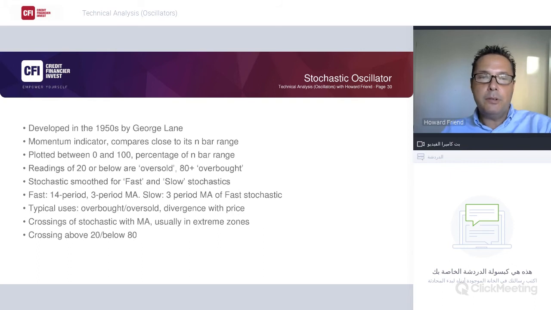Again, it's a momentum indicator, but it's a bit different from most of them, because what it does is it compares the closing price to its recent range. So it's not comparing the price to the price N bars ago, it's looking at the price range. So it's saying, between 0 and 100% of the range, where is the current closing price? The closer the market gets towards the top of its N bar range in terms of percent, the more overbought the market is said to be. Again, as with RSI, it's plotted between 0 and 100, and it represents the percentage of the N bar range.